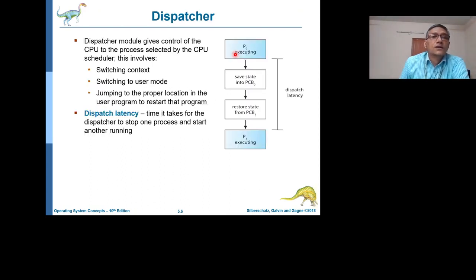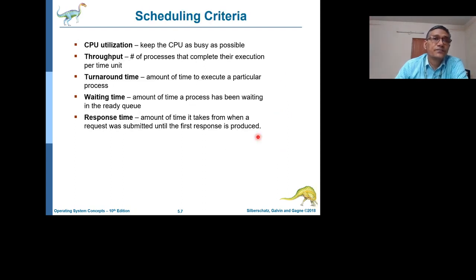Now the dispatcher. The dispatcher module gives control of the CPU to the process selected by the CPU scheduler. This involves switching context, switching to user mode, and jumping to the proper location in the user program to restart that program. Here one term is dispatch latency. It is the time it takes for the dispatcher to stop one process and start another running. That is the time between the stopping of one process and the starting of another process.